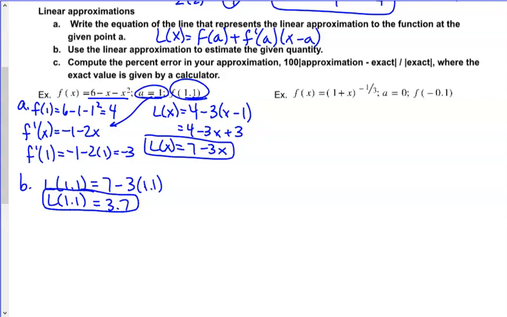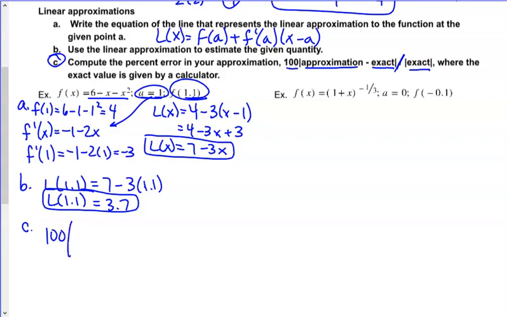Now, part C asks us to compute the percentage of error, which means I'm going to take 100 and then do the approximate minus the exact and divide that by the absolute value of the exact, where the exact value is given by a calculator. So this is where you want to plug in the 1.1 for x and do 6 minus 1.1 minus 1.1 squared. So we're going to start with 100.